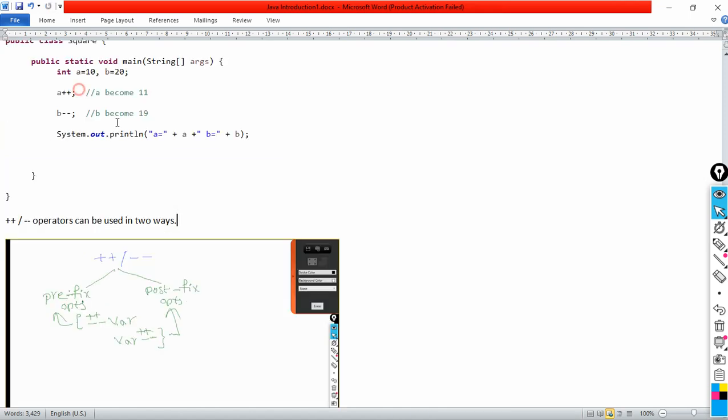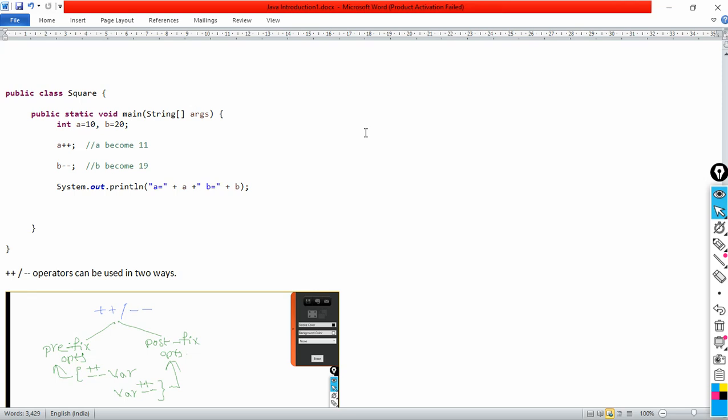In this program, if you observe, either I can write it like this or I can write it like this. Both are the same, there is no difference, as far as these statements are considered. So a++ or ++a, b-- or --b. Is that clear? You can use post-increment or pre-increment, post-decrement or pre-decrement. However, the answer will be the same.